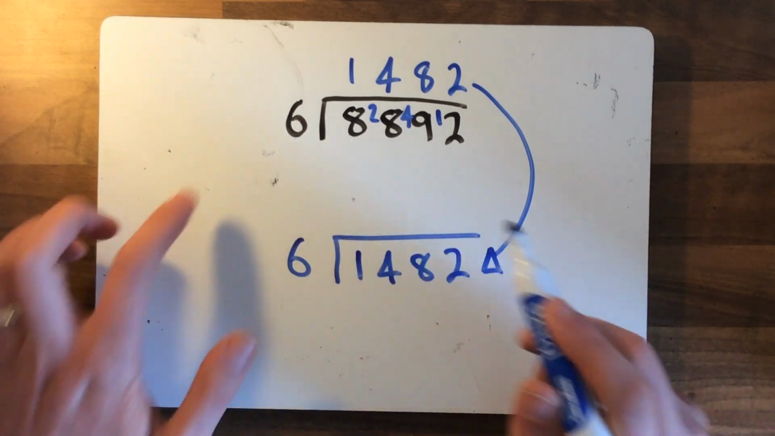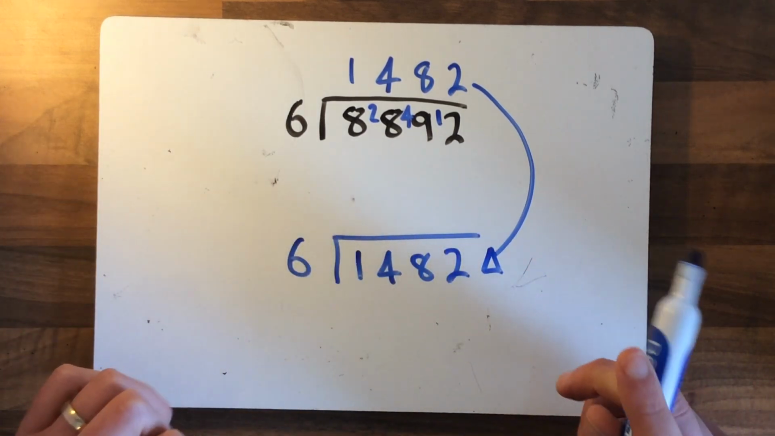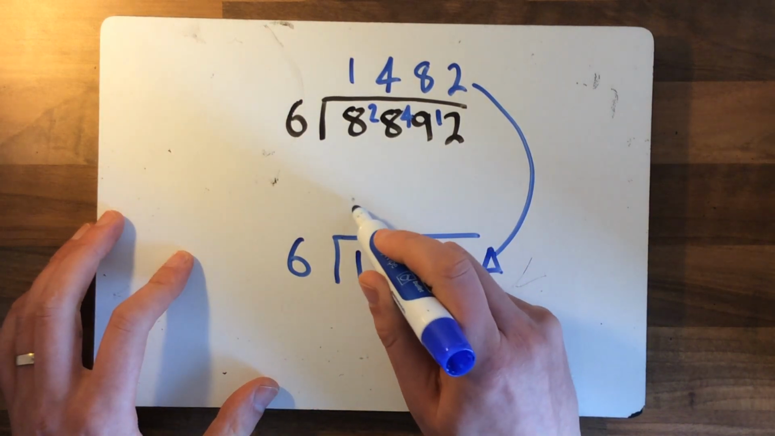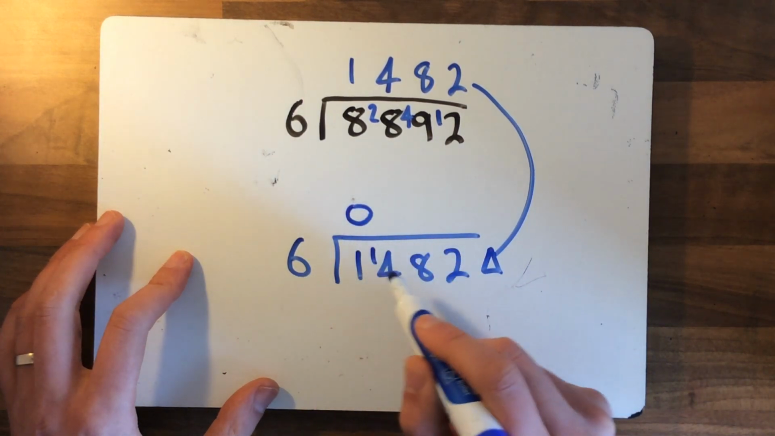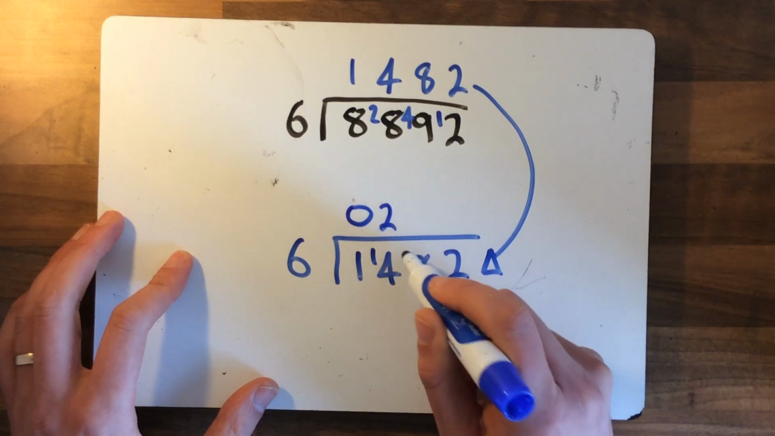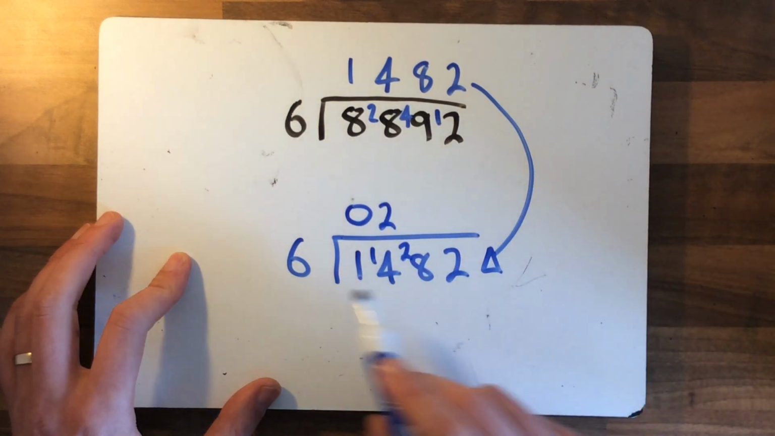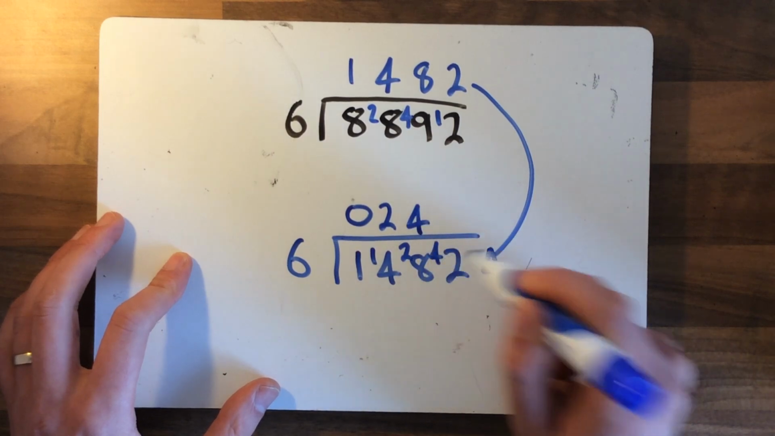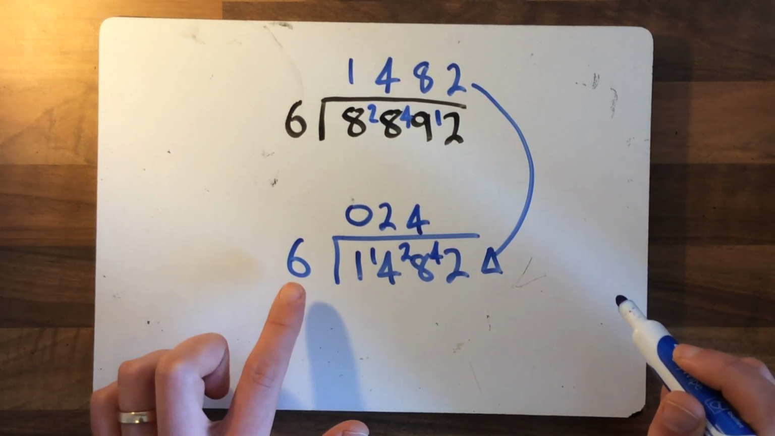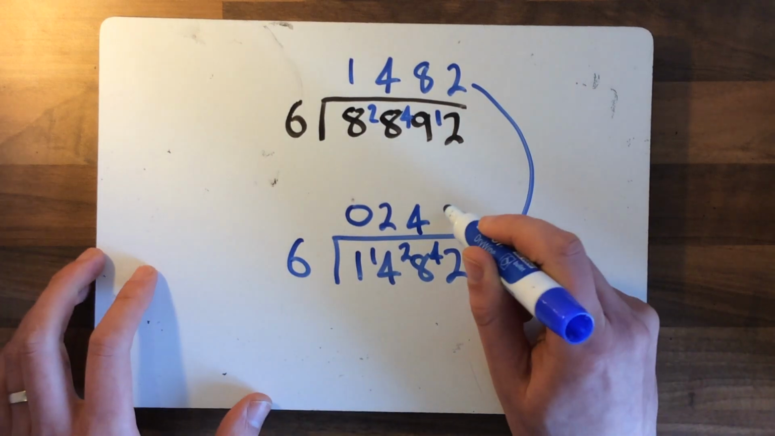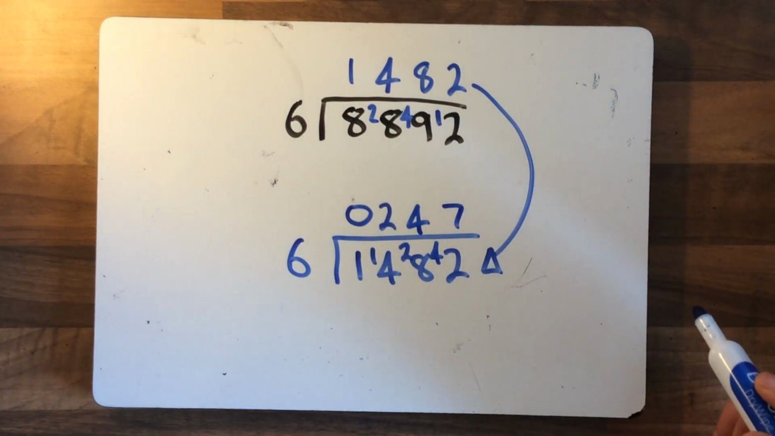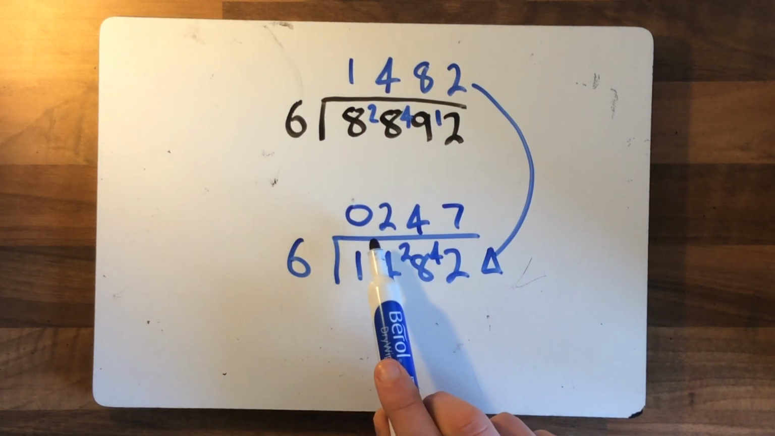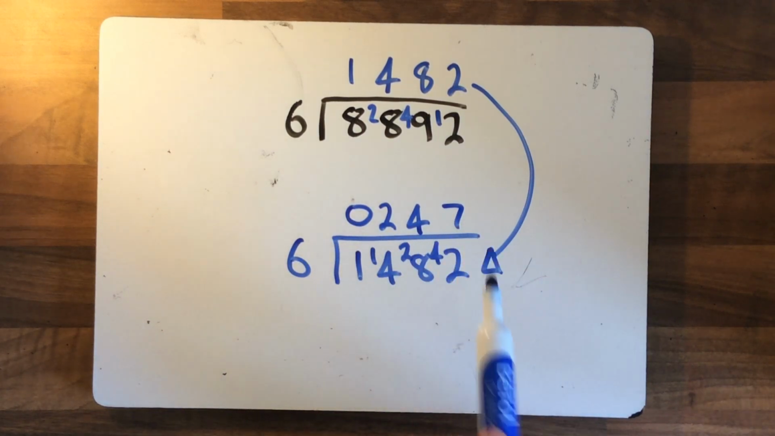Now we divide by the other 6, because 6 times 6 was 36, which is our original divisor. How many times does 6 go into 1? It doesn't. How many times does 6 go into 14? It goes in twice with 2 left. How many times does 6 go into 28? It goes in 4 times with 4 left. And then finally, how many times does 6 go into 42? It goes in 7 times. So we can see there that our answer to this is 247.